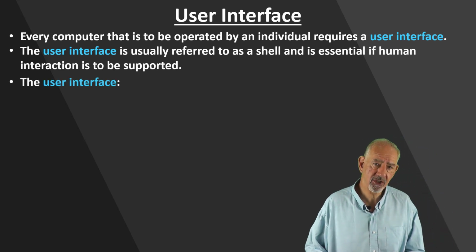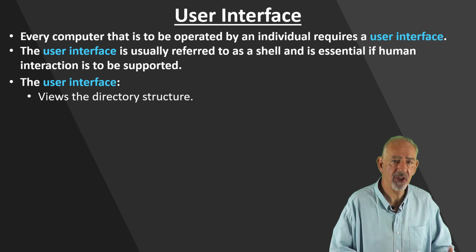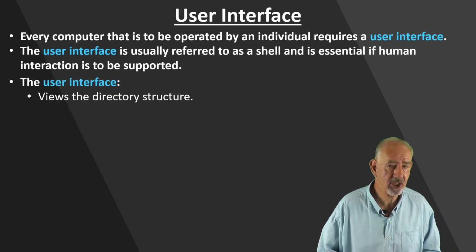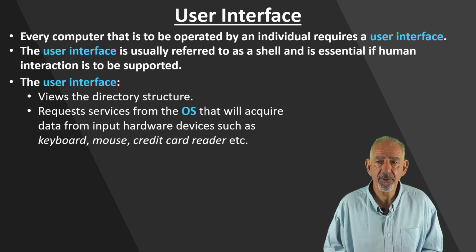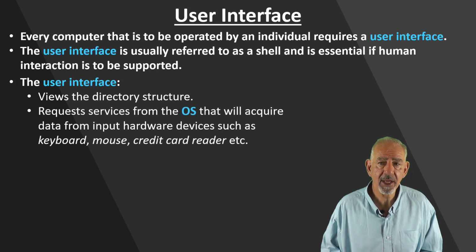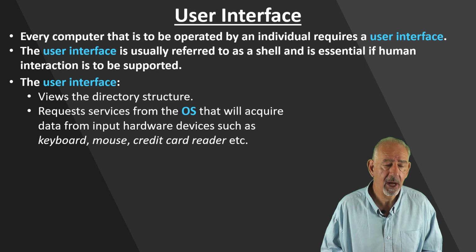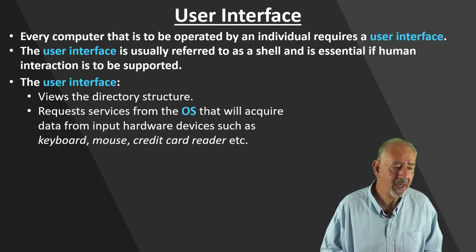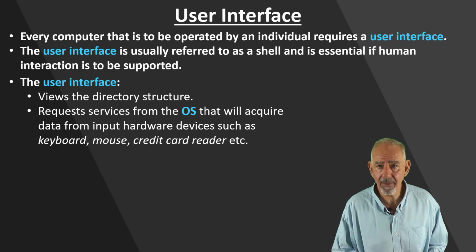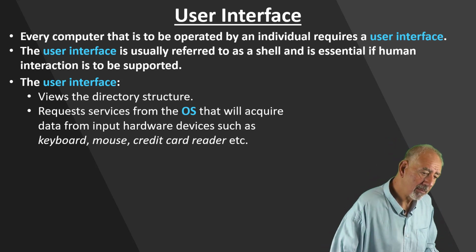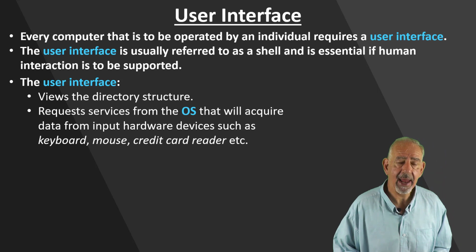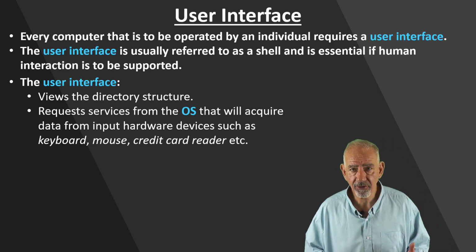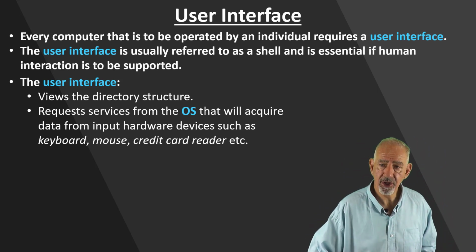Well, it views the directory structure, so it allows us to look at the directory and gives us this abstraction of a directory structure. It requests services from the operating system that will acquire data from input-output hardware devices. So, keyboard is obvious. If I type things into the keyboard, how is the computer going to translate that? Through the user interface. And if it's going to put something onto a screen so I can read it, how does it know? Through the user interface.